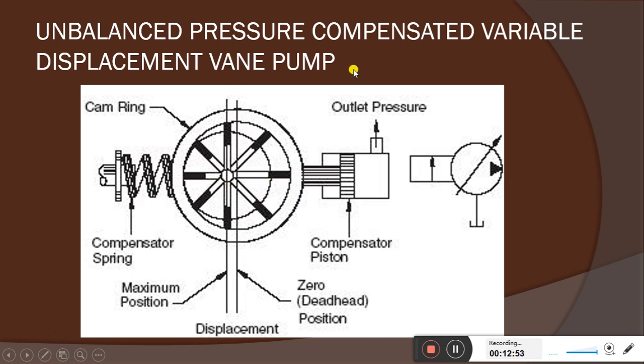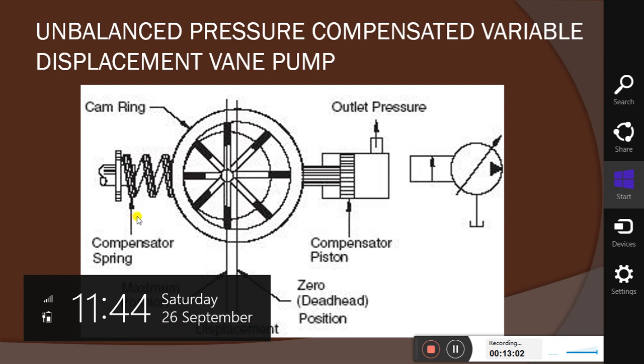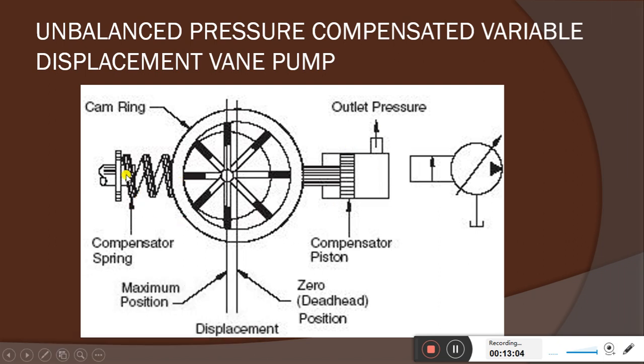As the pressure decreases, it will take away the liquid from here. The piston is pushed back because of the action of the spring. As the spring works, the cam ring moves again towards the eccentric point, and it will operate as required in the pumping action. So like that it is going to be there.